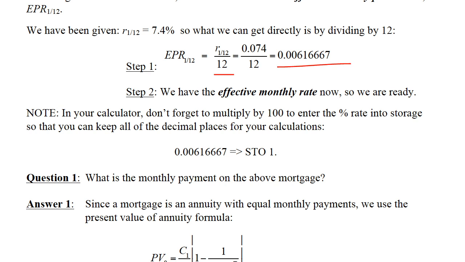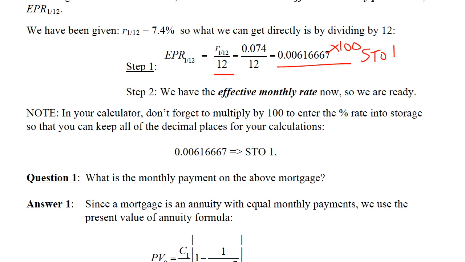So put this in storage either as a decimal or multiply it by 100 and then put it in storage. You decide. I can't remember what I did in this example. So you decide if you're going to multiply by 100 or not. You just have to remember what you did, so write it on your paper. Because the TVM keys use the percentage value, right?